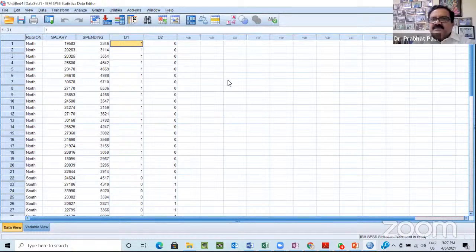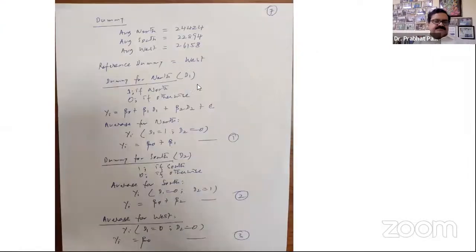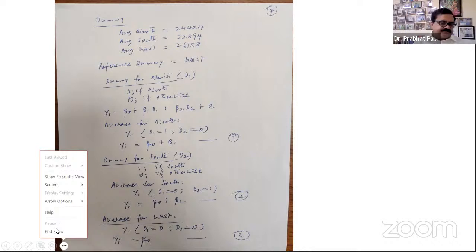If I keep the intercept in my equation, then it will become a case of perfect collinearity, and you will not get any result out of it. So the regression will collapse. Because the intercept represents the dummy, which is called the reference dummy. So we have to actually select one dummy, which is going to be called the reference dummy. So let's go to this. Let me just show you that.